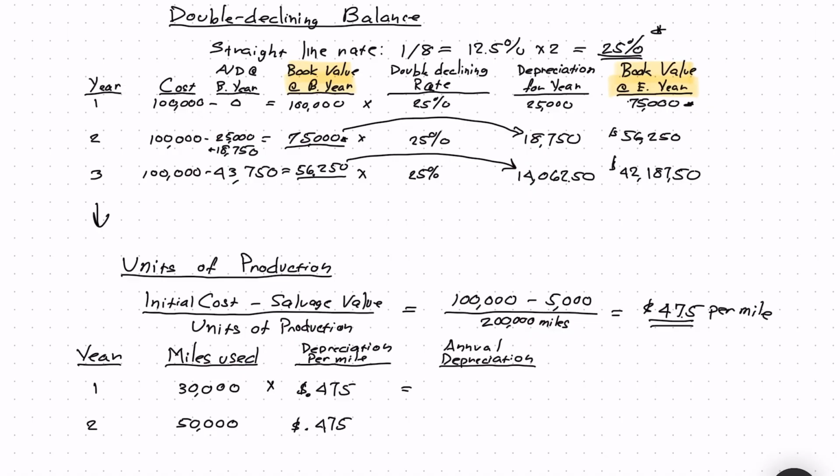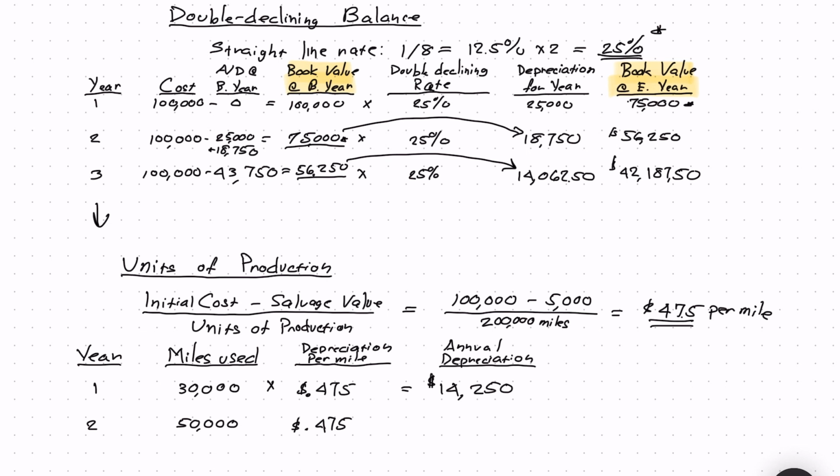So let's go ahead and figure out the annual depreciation on year 1. We used it for 30,000 miles. We will multiply that by our depreciation per mile, and that will provide us with our depreciation for year 1. So we had 30,000 miles multiplied by 47.5 cents. We end up with $14,250.